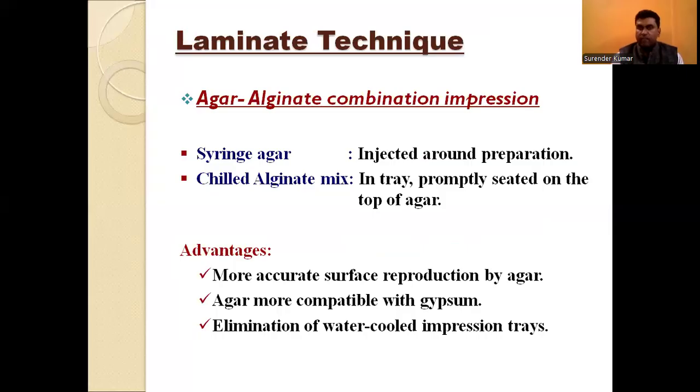Laminate technique. Another short note you can have is the agar-alginate combination impression technique. That means there is a combination of agar and alginate. The syringe agar is used first, injected over the preparation in the coronal areas, and then this chilled alginate mix, which is placed in the tray, is seated over the top of the agar. The advantage is more accurate surface reproduction by the agar. Agar is more compatible with gypsum, and there is no need for the water-cooled impression film.